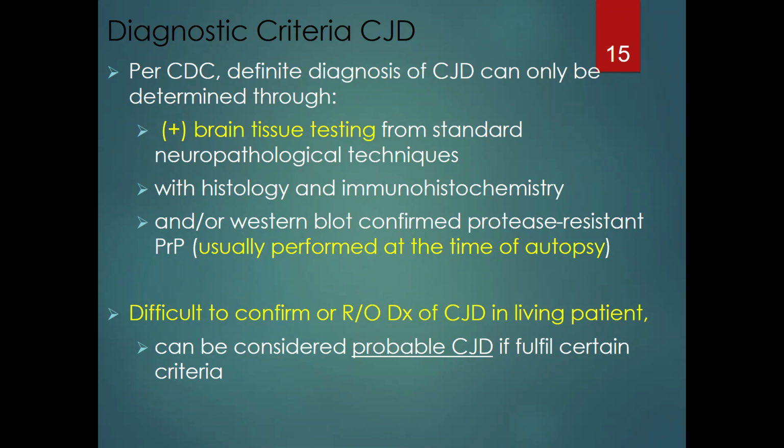However, if a patient shows certain symptoms such as rapidly progressive dementia with myoclonus and other neurological symptoms, a probable diagnosis of CJD can be considered. Other tests such as MRI, brain imaging, and CSF analysis may support the diagnosis of probable CJD, but they cannot definitively confirm or rule out the diagnosis.